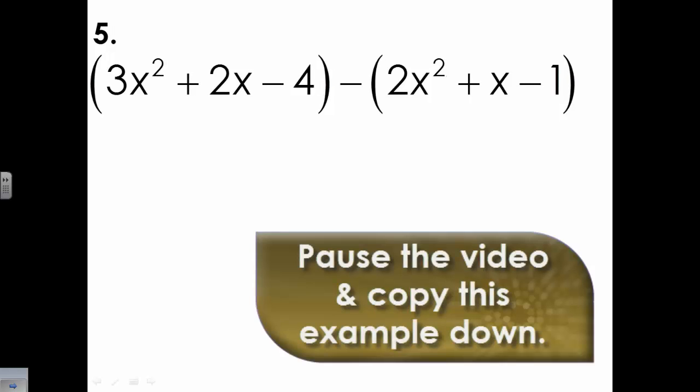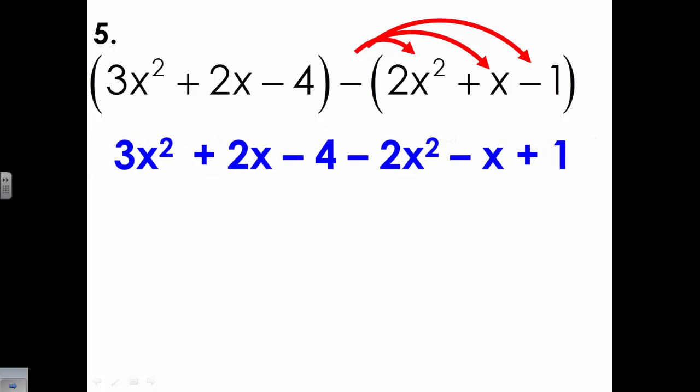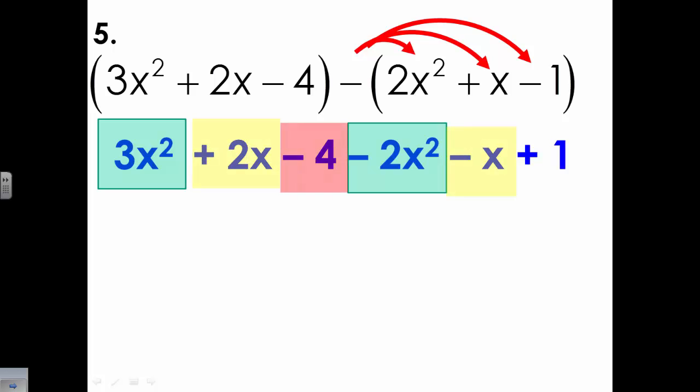Pause the video to copy this example down. We need to distribute the negative to all 3 terms. We're going to drop the parentheses, and this is what we have. We're going to combine like terms and put our answer in standard form. Pause the video to see if you can come up with the answer before I reveal it.